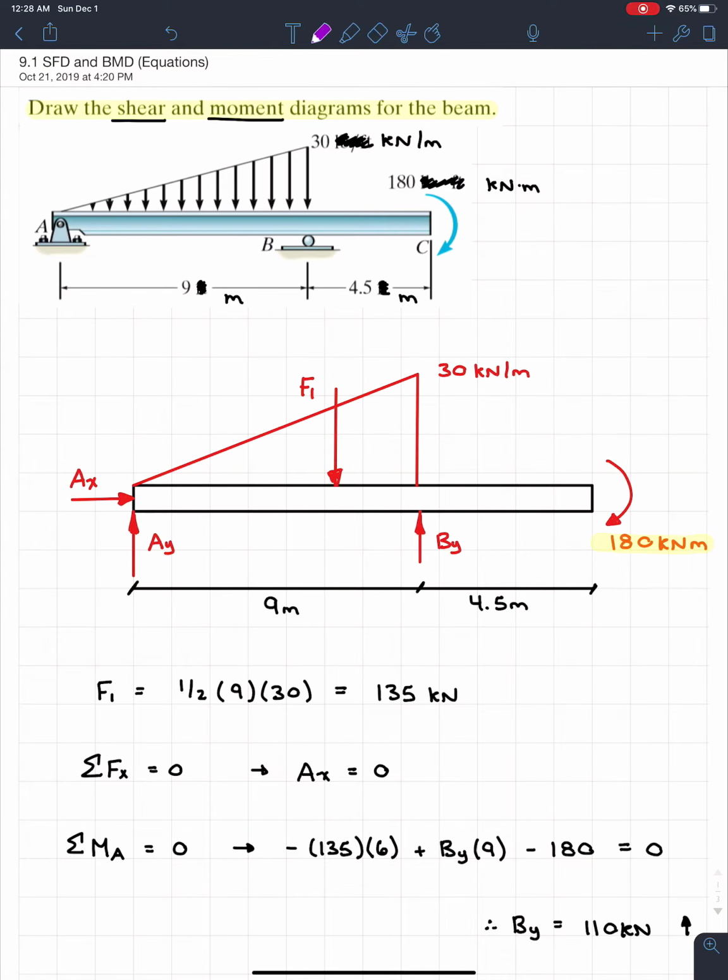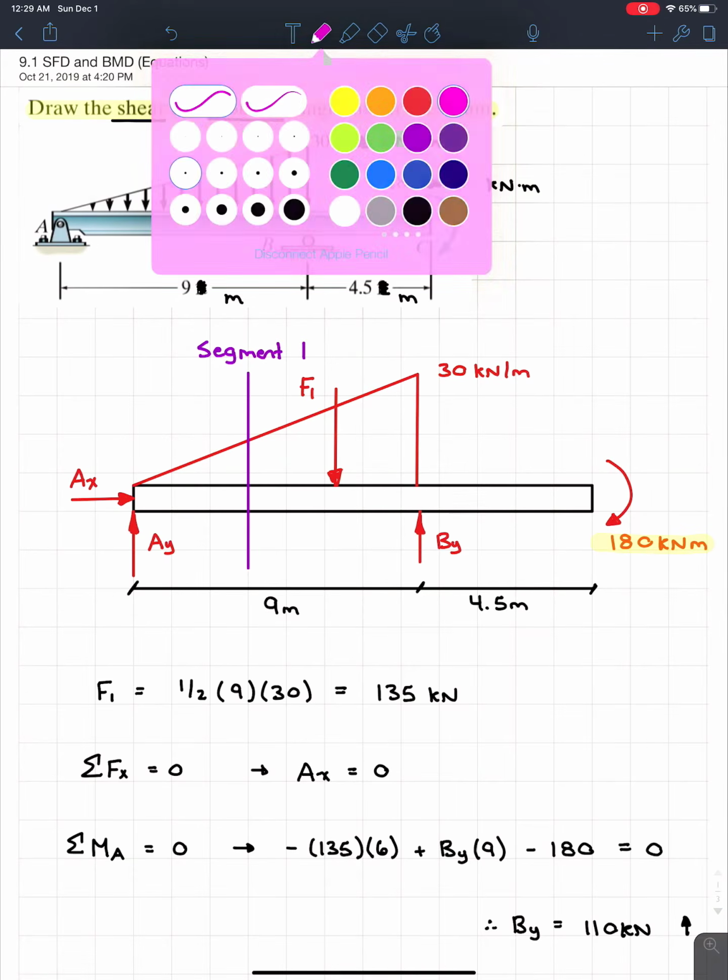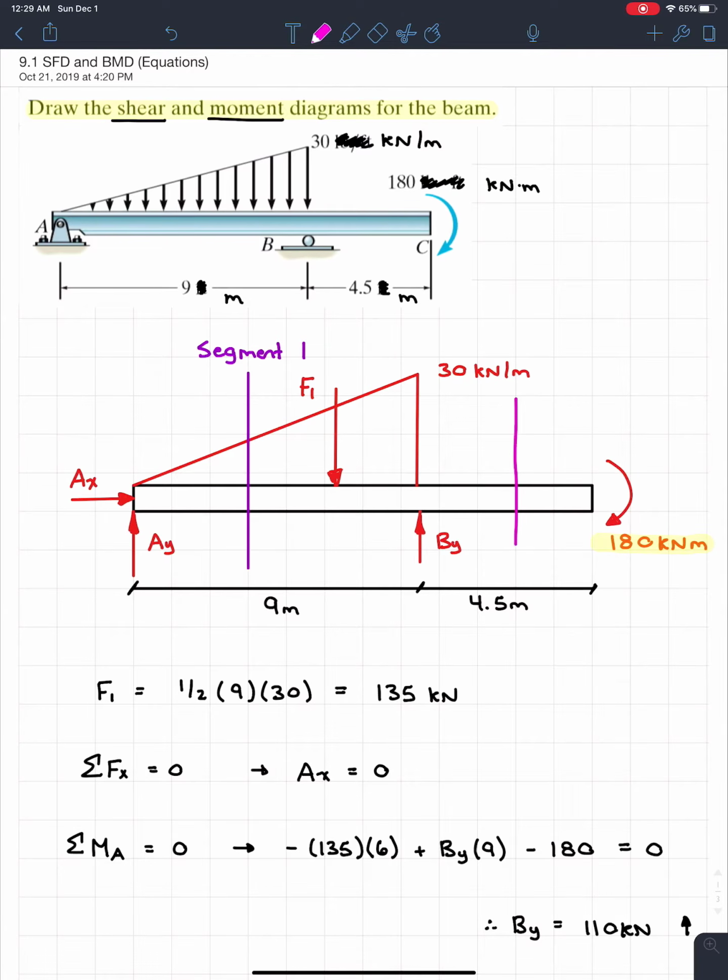Number one, which I'll draw in purple, is going to be in the middle of the distributed load. So I'm going to call this one segment 1. And then the second one, which we'll do in, let's say, pink, is after the distributed load ends. I'm going to call this one segment 2.